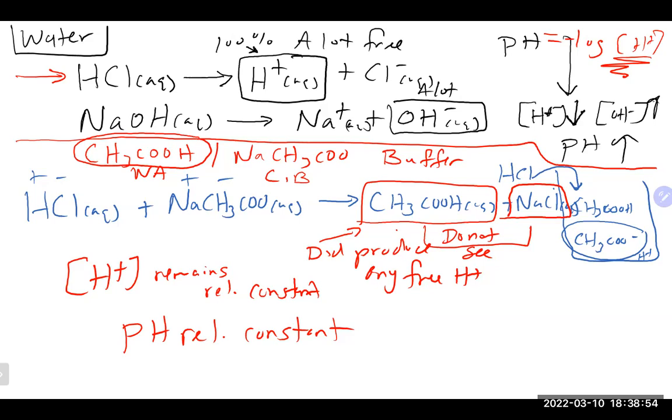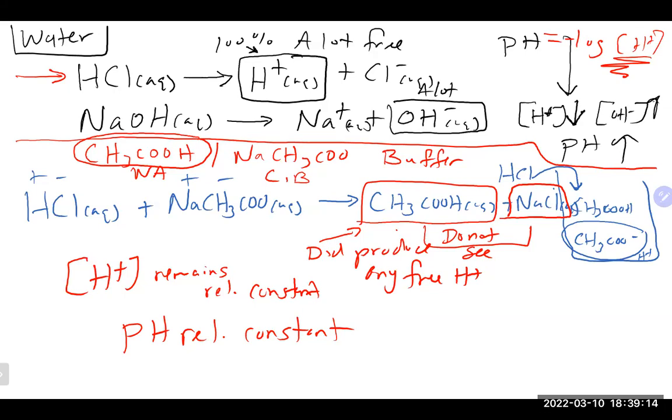Not a giant jump in pH. It doesn't drop from like 4.7 all the way down to 1 or anything like that. But it does go down in the correct orientation, which in this case is down because we're adding acid. But you won't see a tremendously big jump in pH. Any questions on that there?